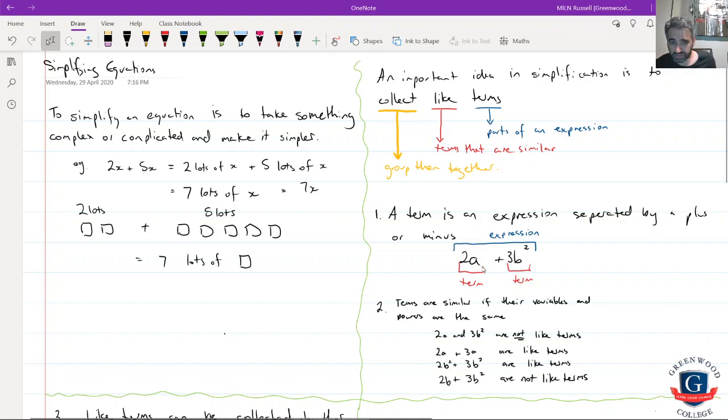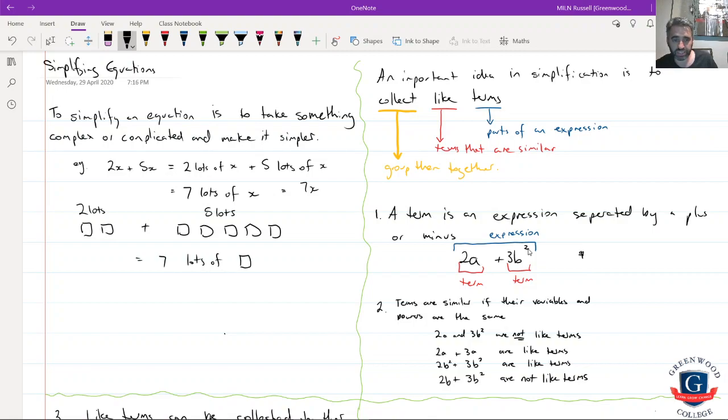This a is called a variable, and this 2 is called a coefficient, and this 3 is called a coefficient, and the b is called a variable, and the 2 is called a power. So if you think about a term, it has 3 parts: the coefficient, one or more variables, and powers that are attached to each individual variable. We could even write a term like this.